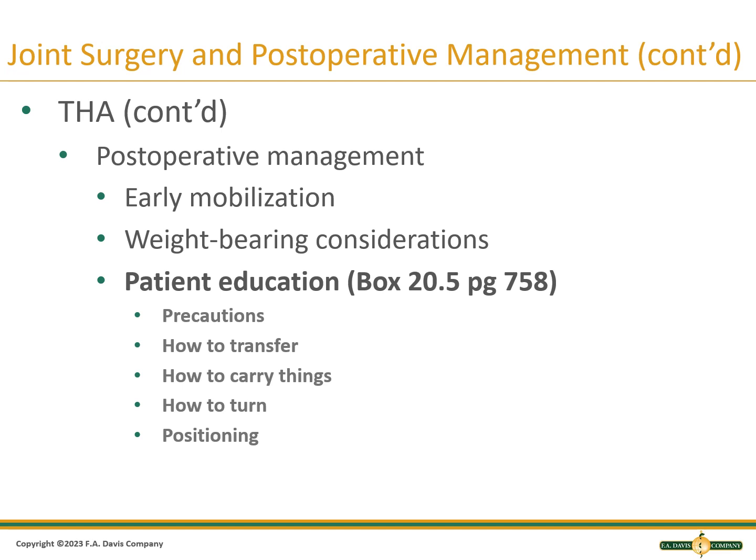Important patient education to provide can be found in box 20.5 on page 758, and that's going to go over the precautions based on the patient's approach for surgery. Also things like how to transfer. We want to make sure that they have elevated surfaces to sit on at home so that nothing violates that hip flexion greater than 90-degree precaution. So we might educate them on elevated toilet seats or using something to elevate their bed post-operatively.